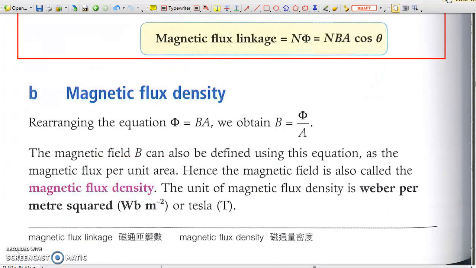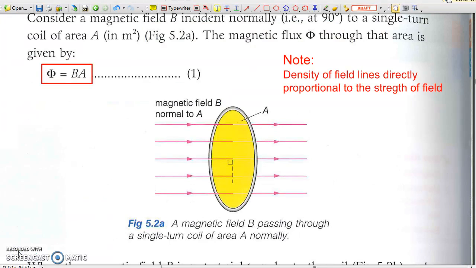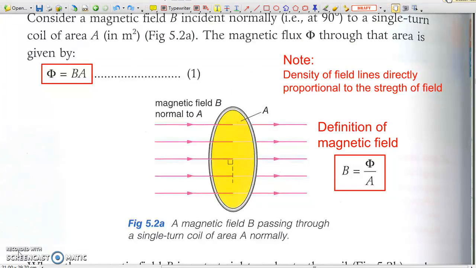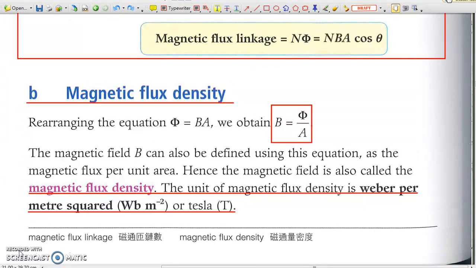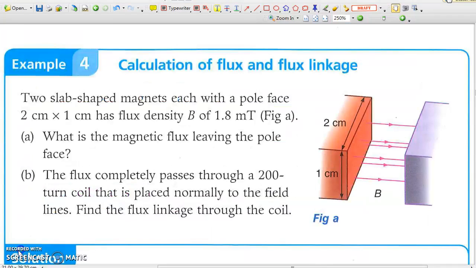B. Magnetic flux density. From equation 1, we may express magnetic field B as phi over A, so that magnetic field is the density of magnetic flux. In other words, magnetic flux density, which is a unit of Weber per meter square, or simply Tesla. Now, let's see how these equations and concepts are applied.